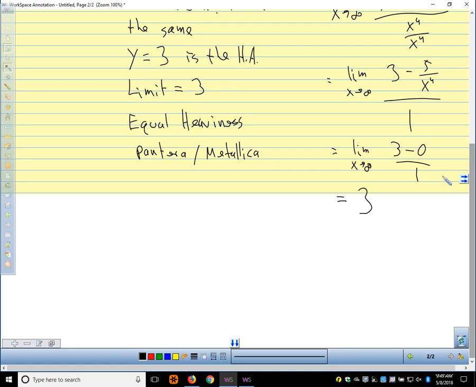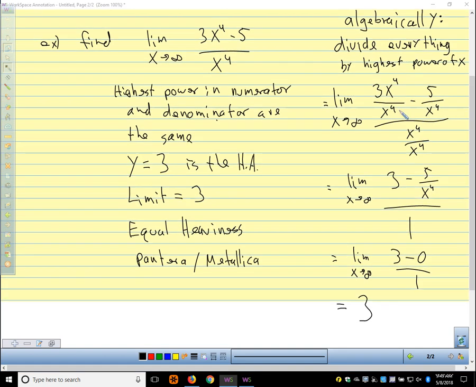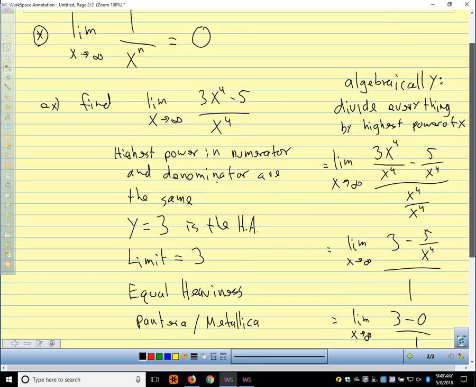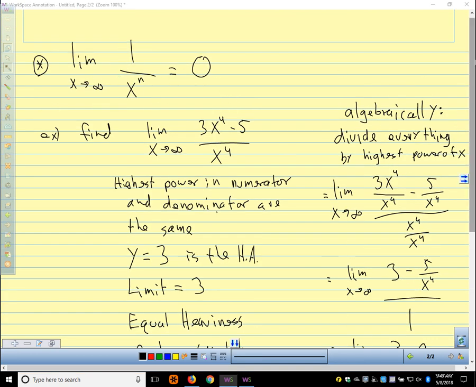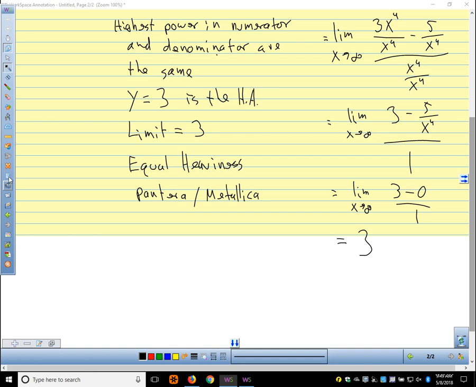All right, let's look at another example. Everybody good there? Good with this algebraic technique. So if the problem says find the limit algebraically, this is what they're asking you to do. Divide everything by the highest power of x, and then use our main limit that we talked about. This limit here. All right, let's look at another example.